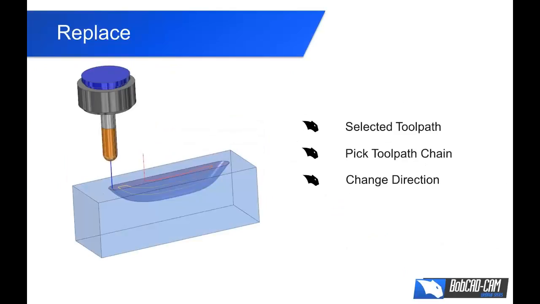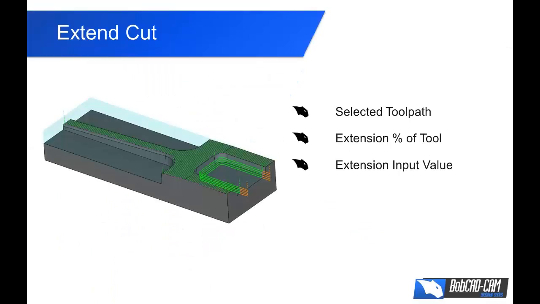The other thing we're going to do is go through replace. We will go through the selected toolpath, depict the toolpath chain, and changing the direction. And then the final one we'll review today is going to be extend cut, selecting the toolpath, extension by percentage or extension by input, and we'll go through a few examples.